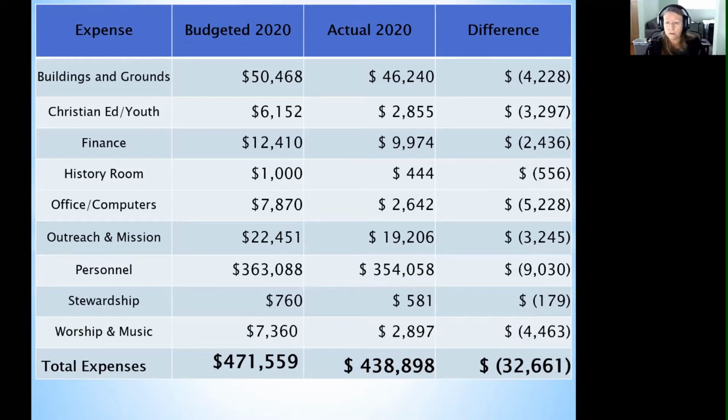Stewardship, not much to cut there, but at least a little bit was done. And then finally, worship and music by almost $4,500. So in total, everybody that's in charge of these committees did an excellent job, and we cut a little over $32,600 from our expenses, which does help minimize the impact of the fact that our income was down. Okay, next slide, please.